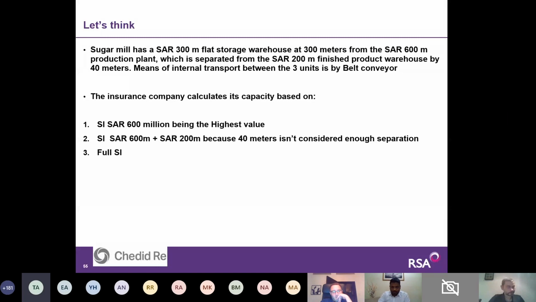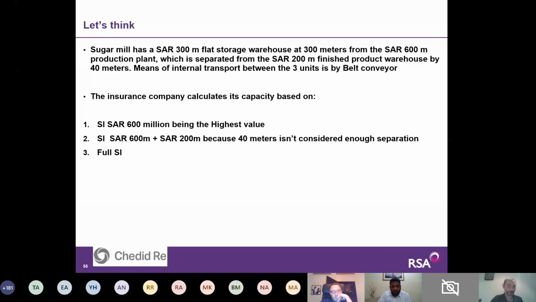Why? I believe because they are connected by the belt conveyor. That's it. The belt conveyor acts as a connection. It's not separated. Don't tell me it's separated. Belt conveyor, it happened in 2015.